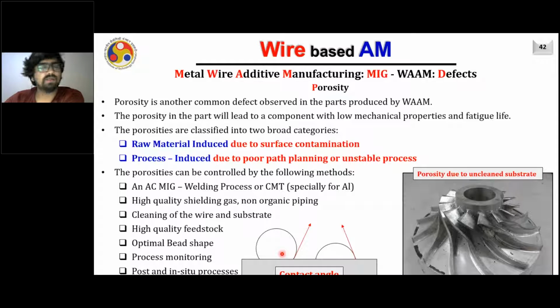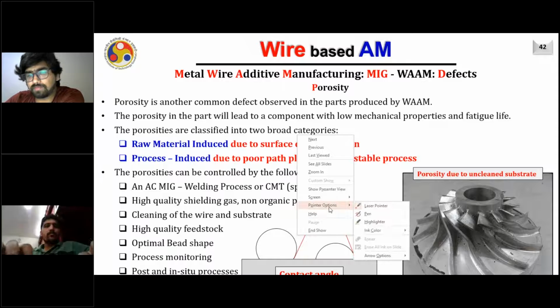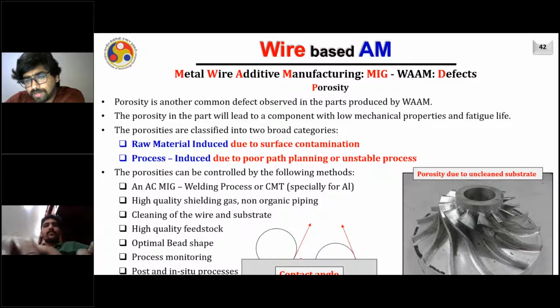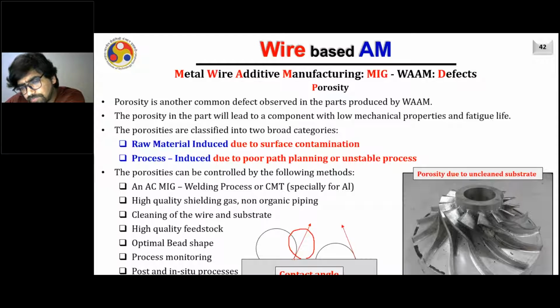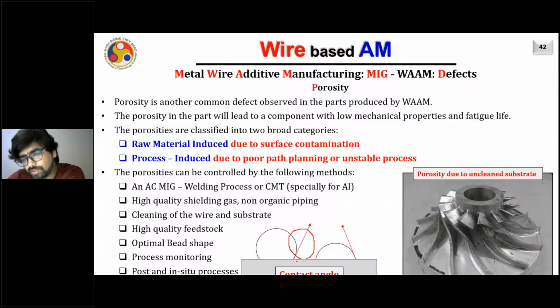It is not preferable, because if you now deposit the next bead next to it, what will happen? The material may not be able to flow into the corner of this, because of the surface tension of the material, right? It cannot really flow everywhere. So what will be there? It will be having a porosity.